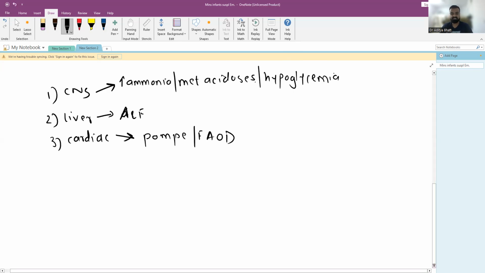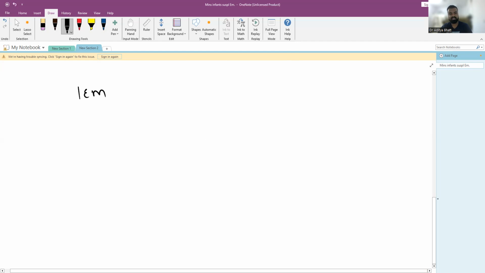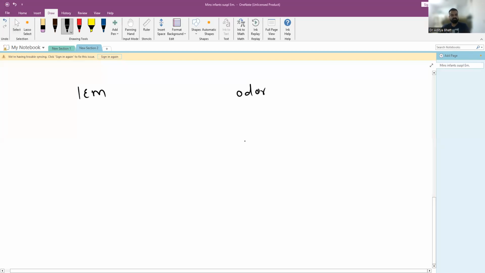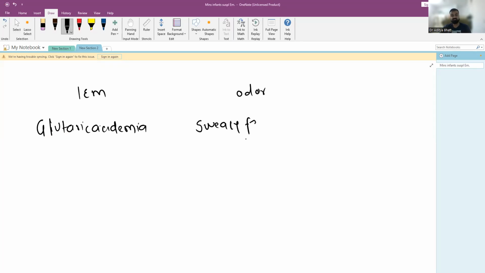Once you have done all this, the next are the specific things which help you pinpoint an inborn error of metabolism. In defects like glutaric acidemia, or glutaric aciduria, what do we have? In this patient, you have a sweaty feet appearance, sweaty feet odor. It smells like the feet that you get to smell when you have a long day at work, and you have used the shoes without the socks.